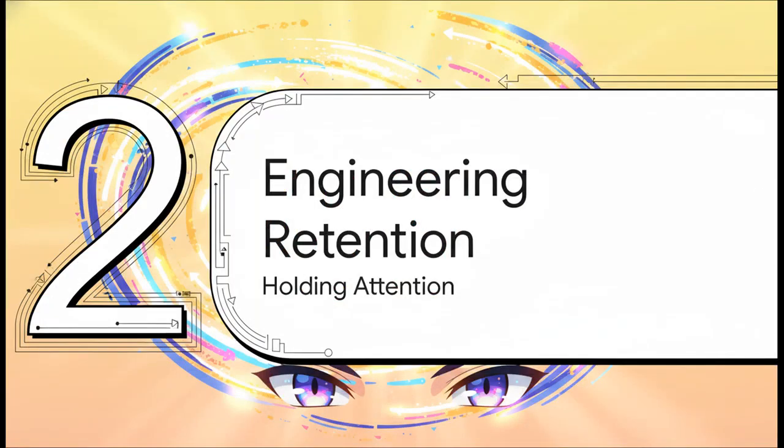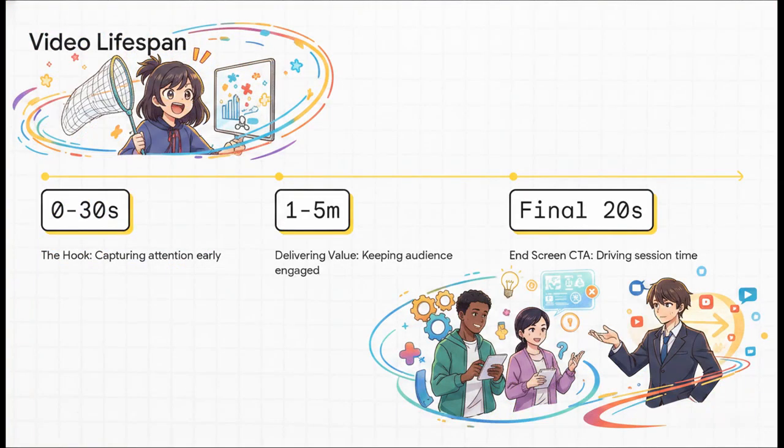Moving right along to Part 2, engineering audience retention. Every single video has a very specific lifespan. Those first 0 to 30 seconds, absolutely critical for the algorithm. This is your hook. If you see a steep early drop-off, like more than 40% right at the start, well, your intro basically failed to deliver on whatever your thumbnail promised.